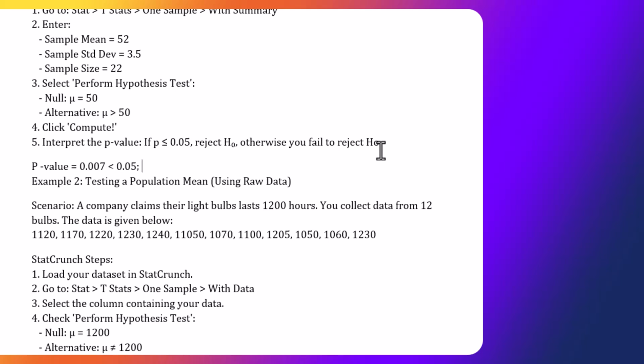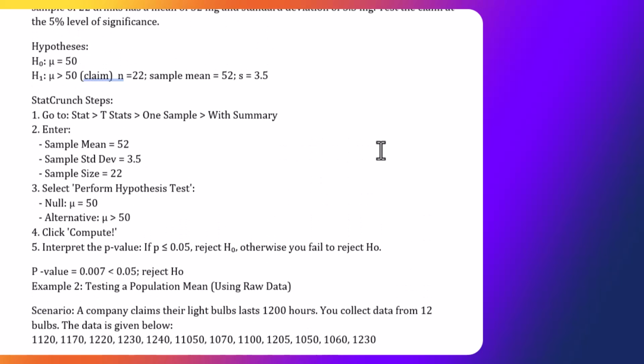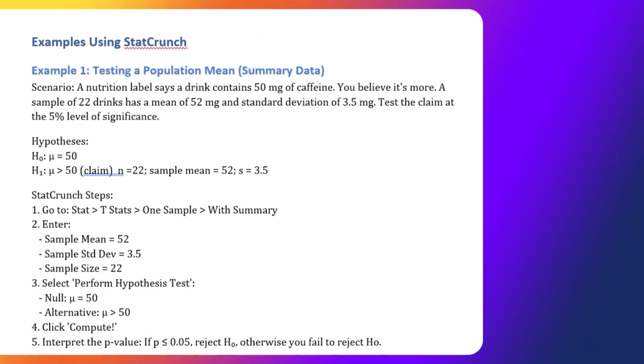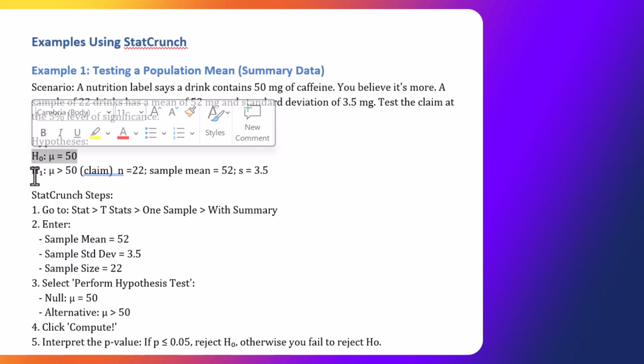What did we say, guys? If the p-value is less than alpha, we reject H0. And since the claim is in H1, remember what I said earlier in the first video: if the claim is right here and you reject this guy, you're saying H0 is bad, that means H1 is good, then you support the claim. You say there is enough evidence at the 5% level of significance to support the claim that the drink contains more than 50 milligrams of caffeine. And this is the conclusion of this example.